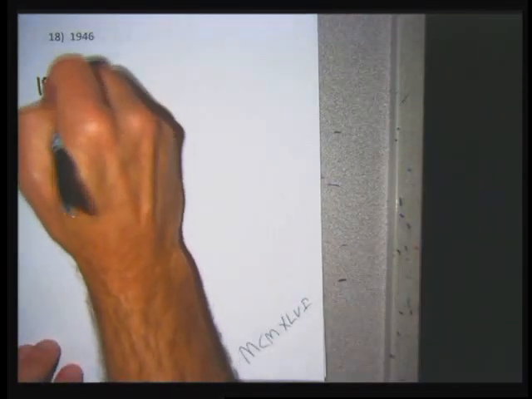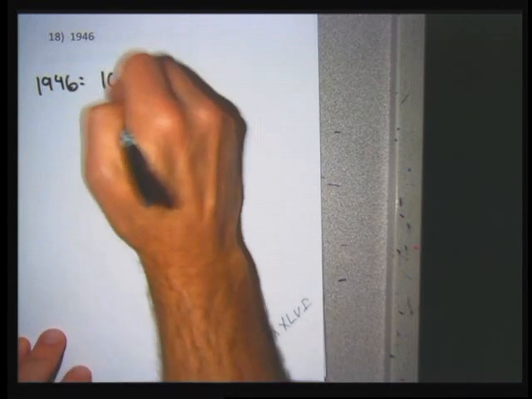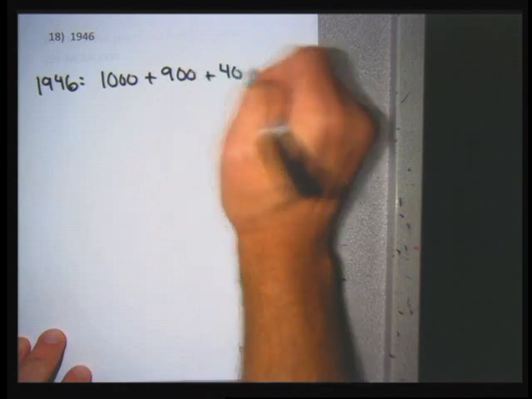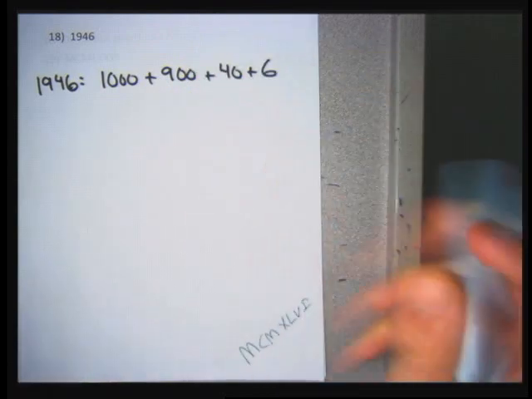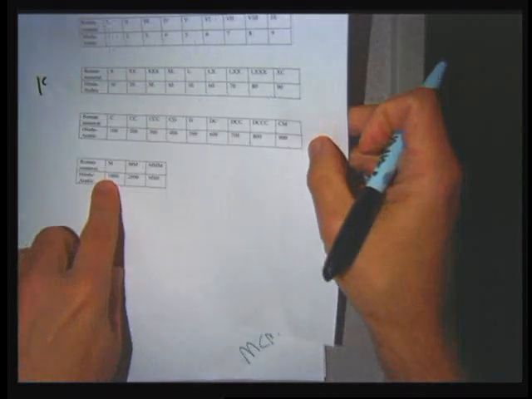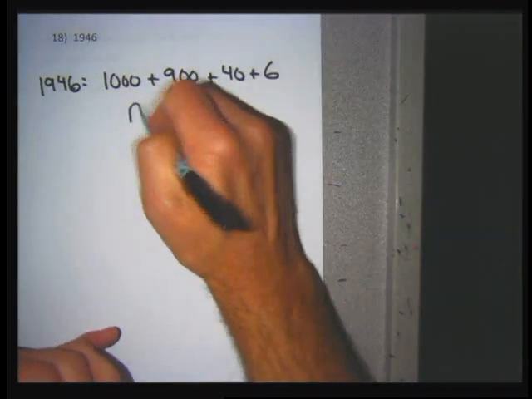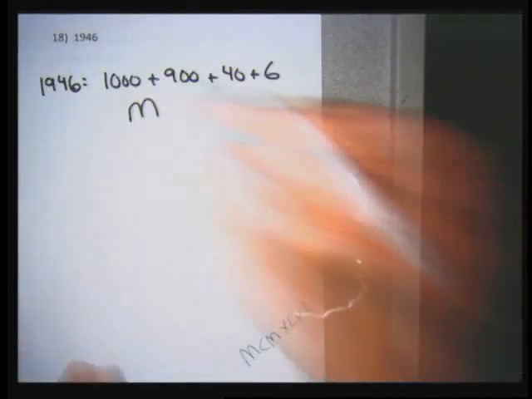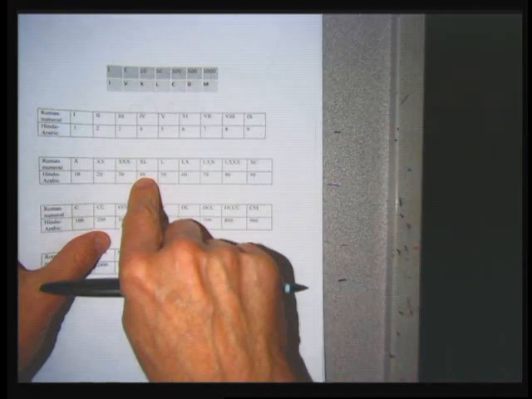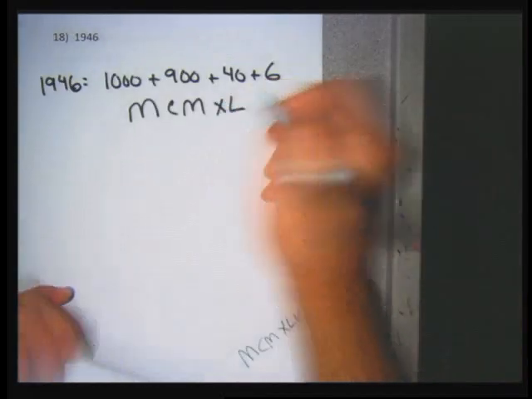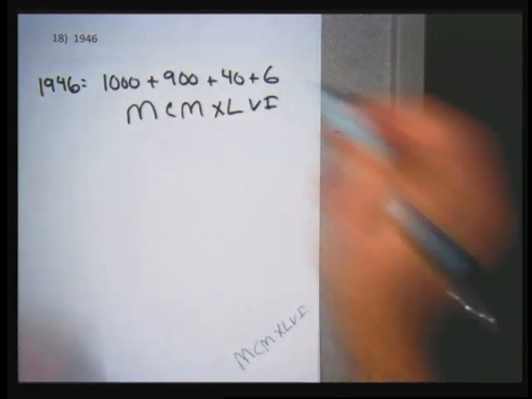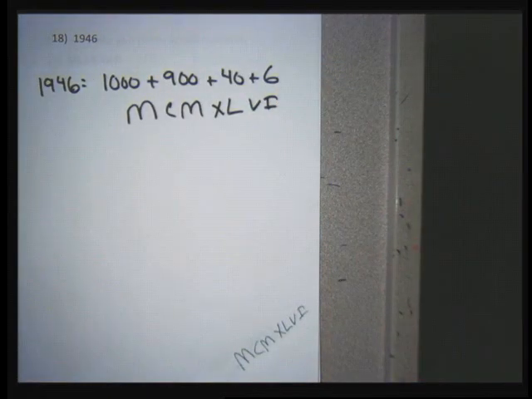1946 is 1,000 plus 900 plus 40 plus 6. 1,000 is an M. 900 is a CM. 40 is an XL. And 6 is a VI. So this is MCMXLVI.